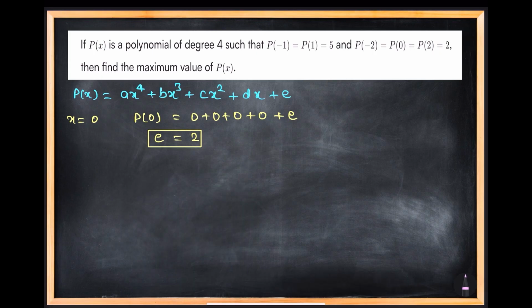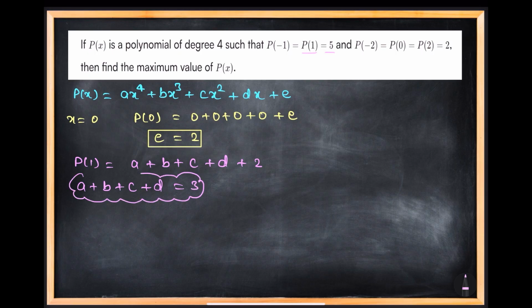Now I'll go with p of 1. So we will get p of 1 is equal to a plus b plus c plus d plus e, right? But you also know that e is equal to 2, so I'll replace e with 2. Now who is p of 1? P of 1 is 5. So can I say that a plus b plus c plus d is equal to 3? So we got one of the equations.